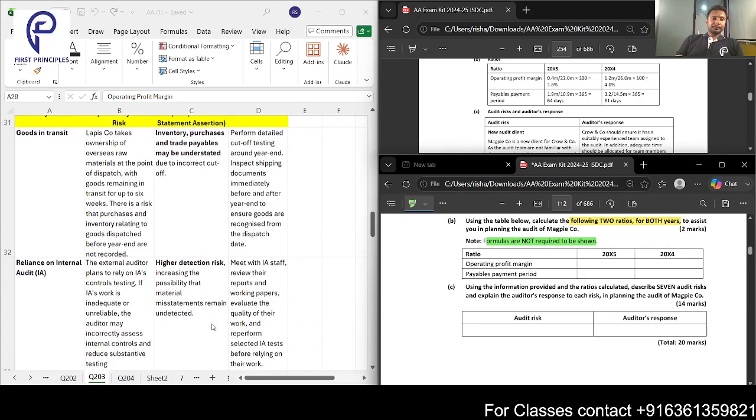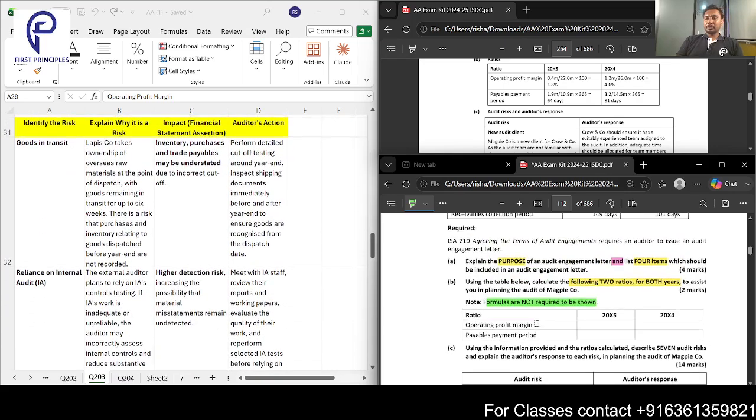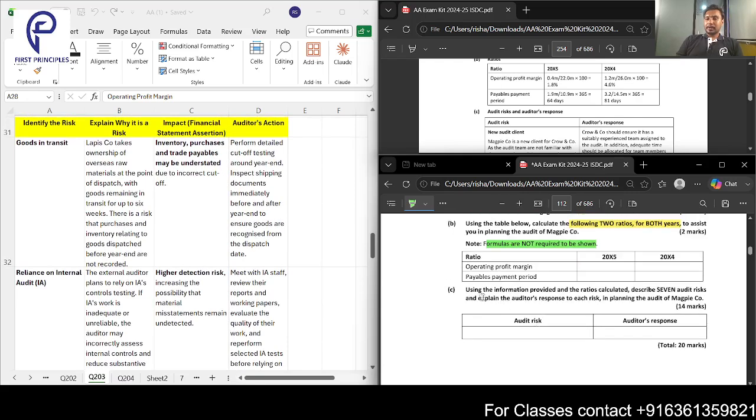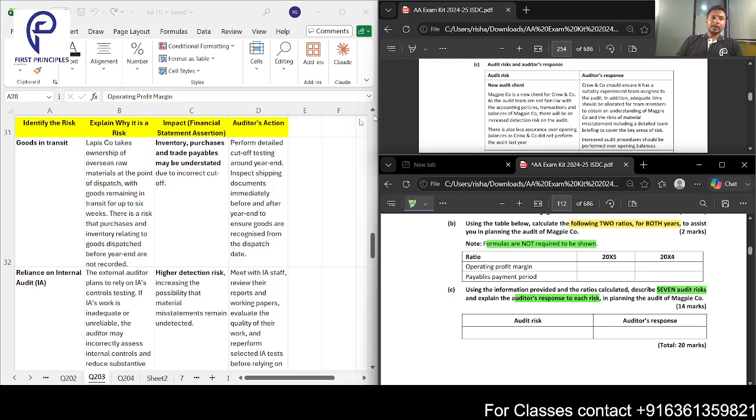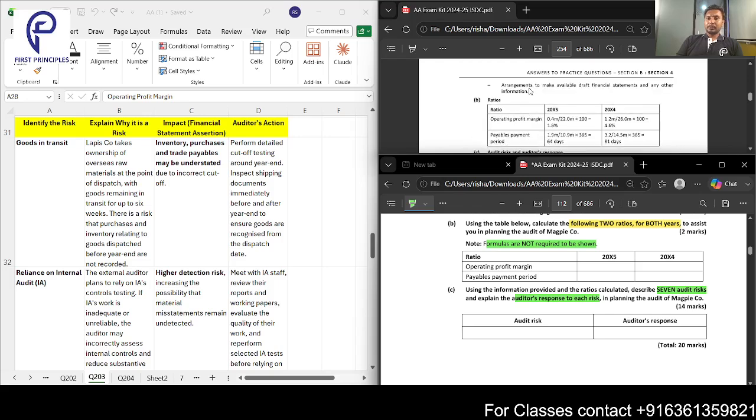Okay, moving on now. We'll look into the last final part of this particular question. Using the information, give 7 audit risks and explain the auditor's response to each risk. So we'll start with the risks here. Firstly, new client. Is this a new client risk here?